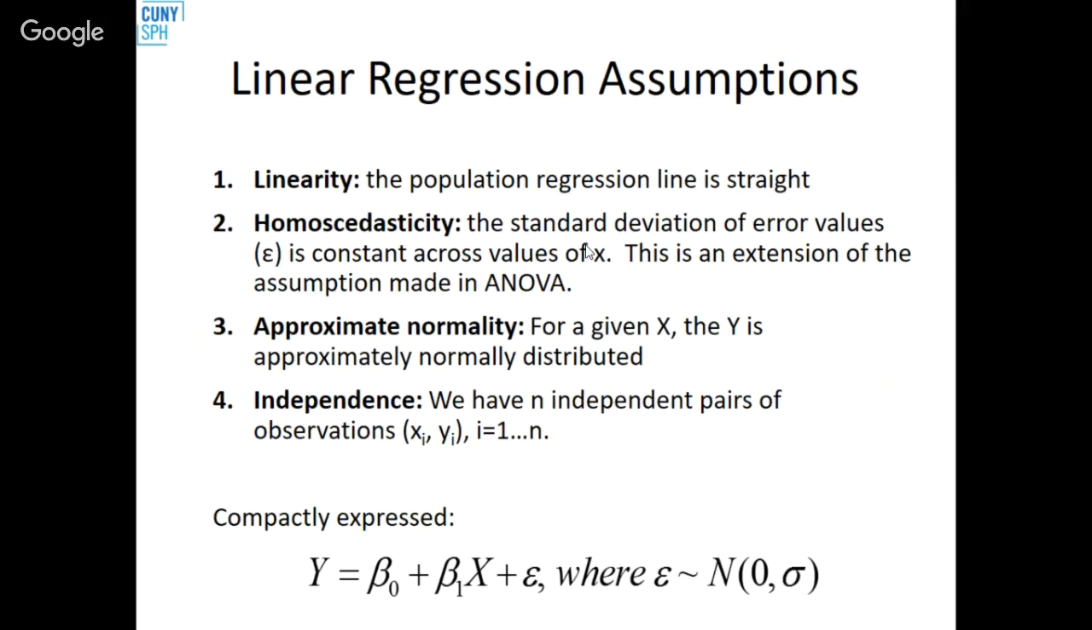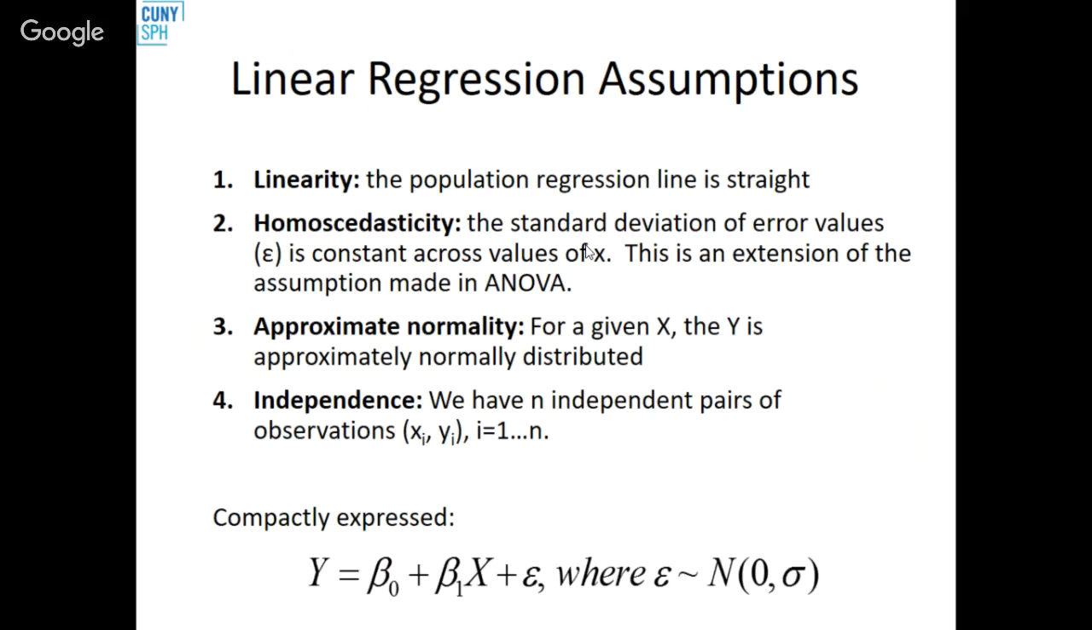These are the assumptions in linear regression. The first is the assumption of linearity, that the population regression line is straight, so that the true relationship between X and Y is linear. Second is homoscedasticity, that the standard deviation of the error values is constant across values of X.